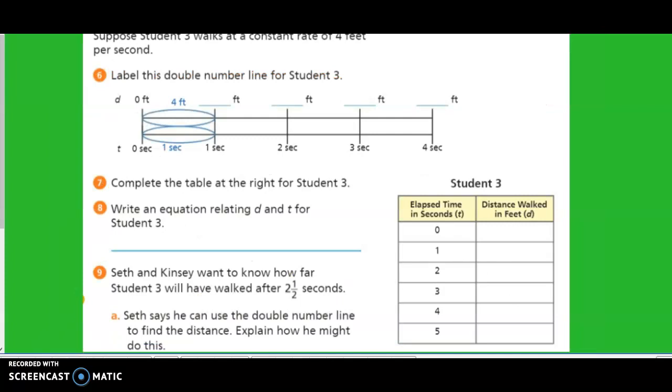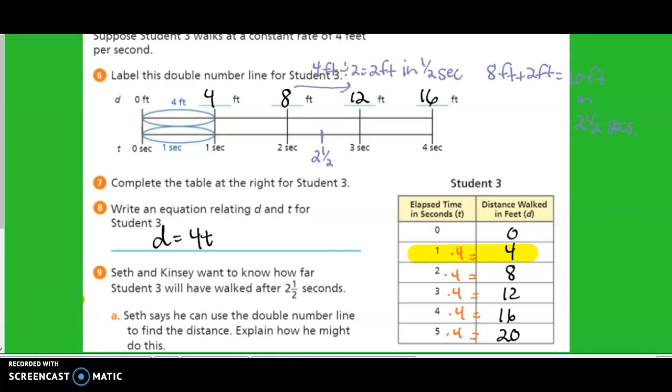Okay, now we have a third student. Student 3 walks at a constant rate of 4 feet per second. I will fill in the number line. If 0 seconds go off, every time 1 second ticks off the clock, the student travels 4 feet, 2 seconds, 8 feet. I'm adding 4 each time to each second. Complete the table at the right for student 3.